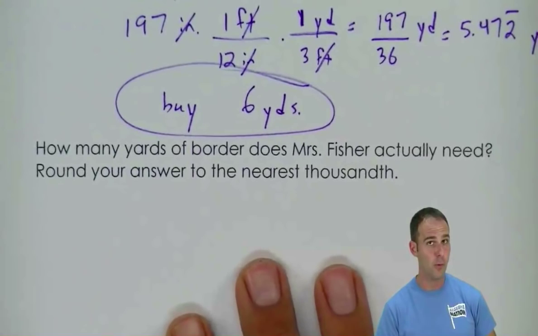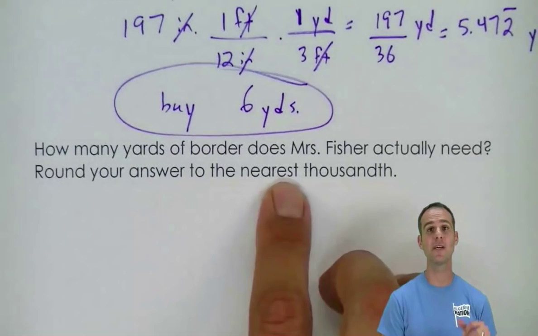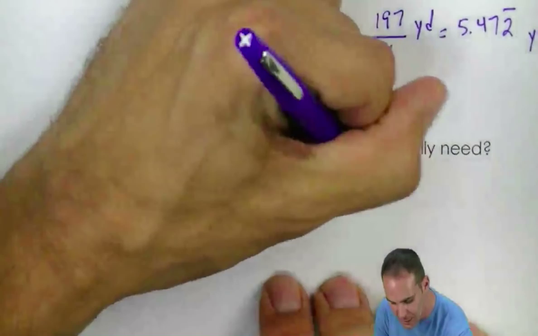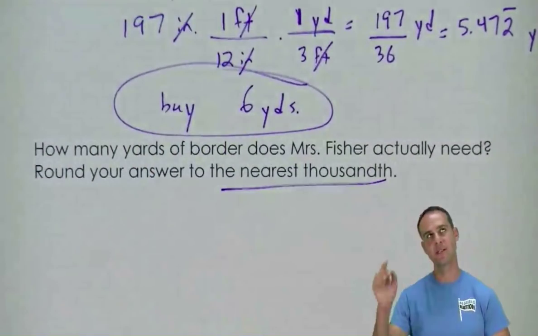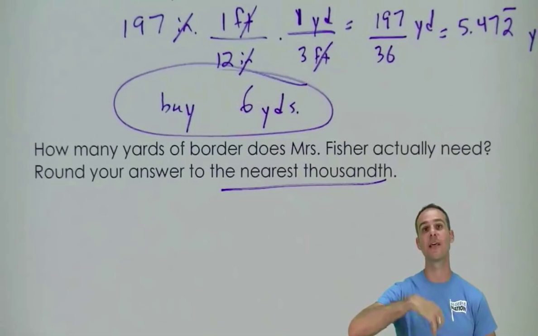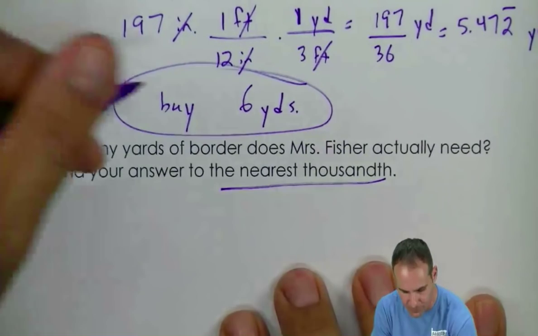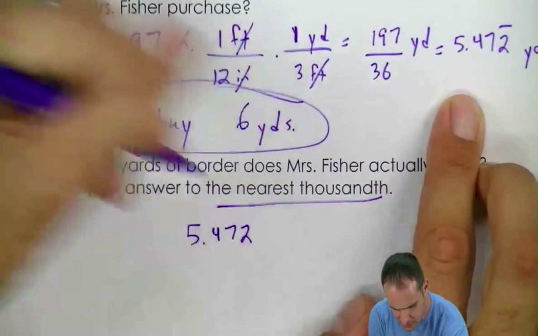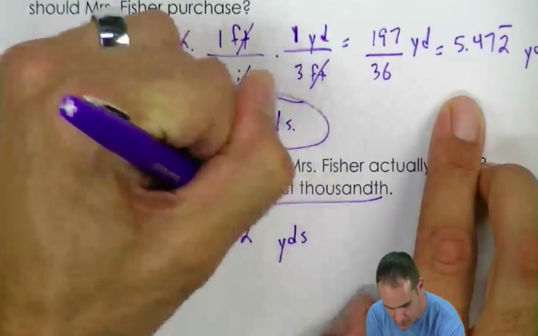Now the follow-up question is, how many yards of border does Mrs. Fisher actually need? Round your answer to the nearest thousandth. So remember, there's tenth, hundredths, thousandths, so that's 3 decimal places over. That would be just 5.472 yards is what's needed.